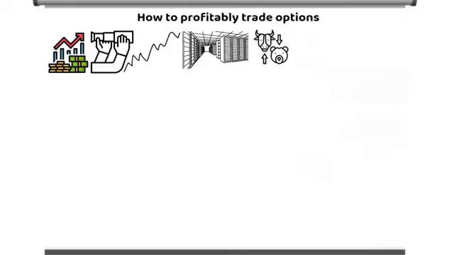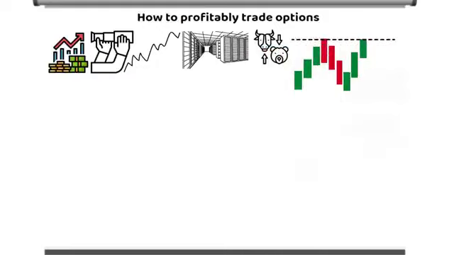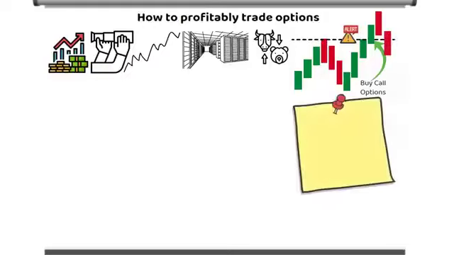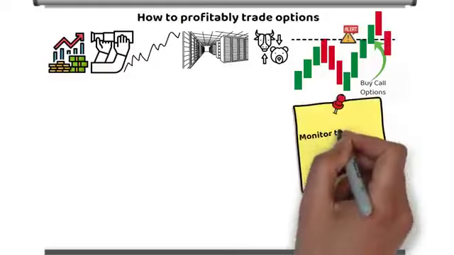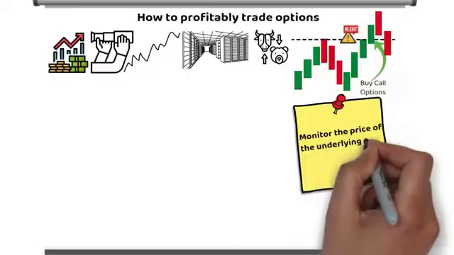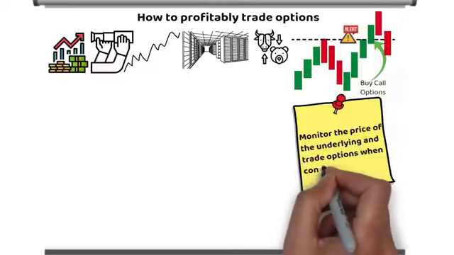For example, if your philosophy is breakout trading in stocks, you will become alert when the stock you are eyeing to trade is breaking out on the chart. Once the breakout happens, you can buy call options and wait for the breakout to either work or fail. The important part here is that you need to monitor the price of the underlying stock and trade the options when certain trading conditions are met.